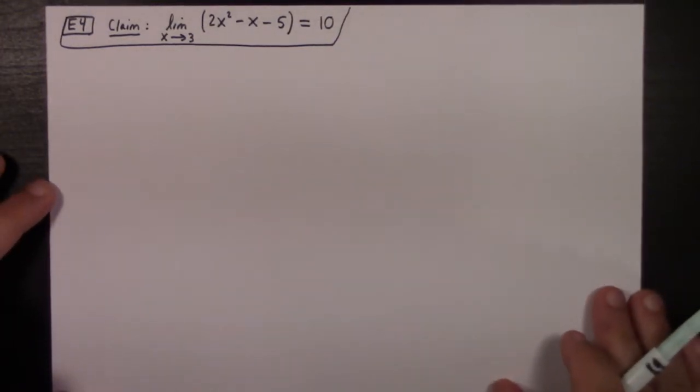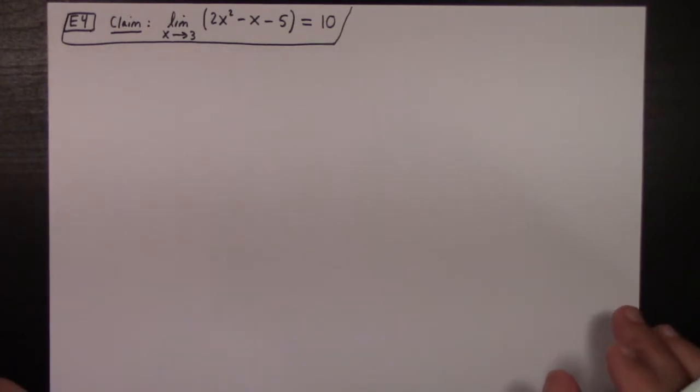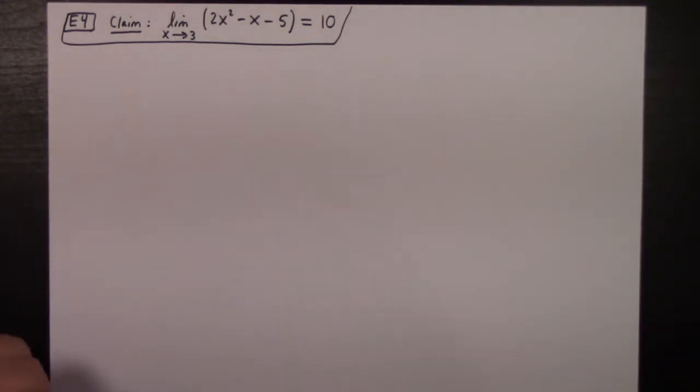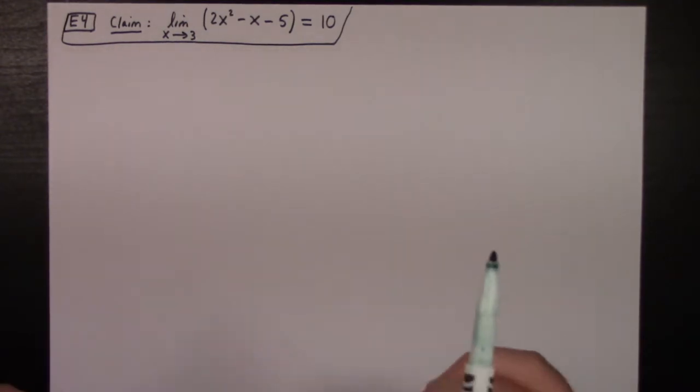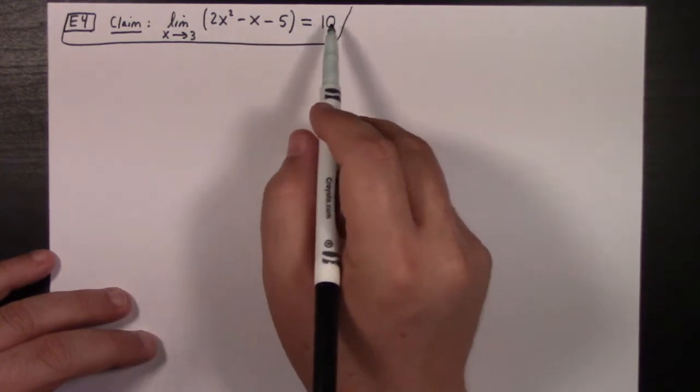Alright, so continuing with our quest to understand epsilon delta proofs a little bit more, I'm going to give you two slightly non-trivial examples. First is going to be my claim that this quadratic function has limit 10.